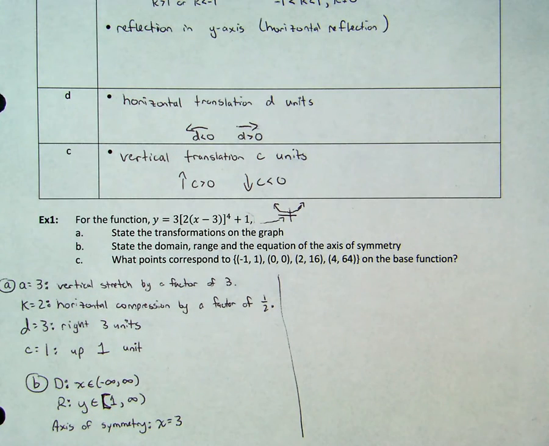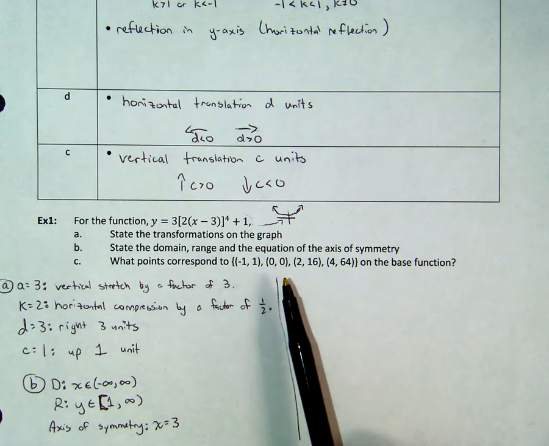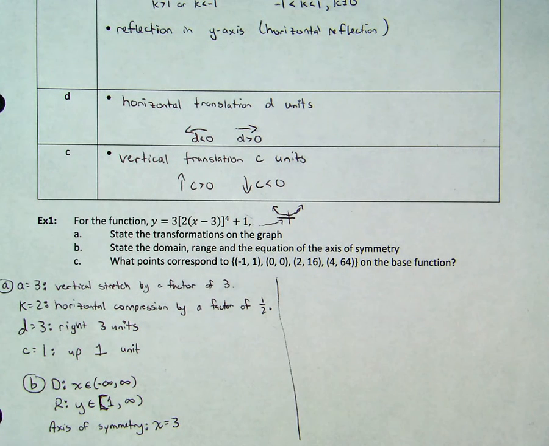And then for part C, what points correspond to this? So instead of doing it on a graph, using points is a great way to do it. So it really hammers in what you're doing to the individual points.